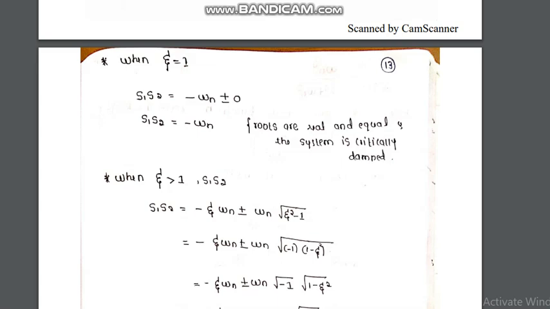Next is when zeta is greater than 1. How to find s1 comma s2? s1 comma s2 is equal to minus zeta omega n plus or minus omega n square root of zeta square minus 1. Some simplification we have to do here. I'll take minus 1 outside, so minus 1 into 1 minus zeta square we can write. Then it is minus zeta omega n plus or minus omega n, and I will write the square root of minus 1 separately, and the square root of 1 minus zeta square separately.